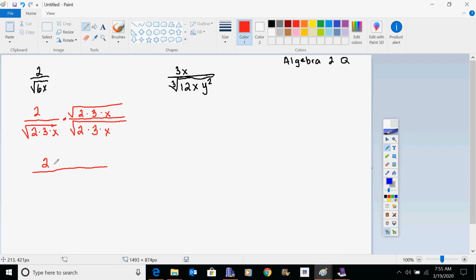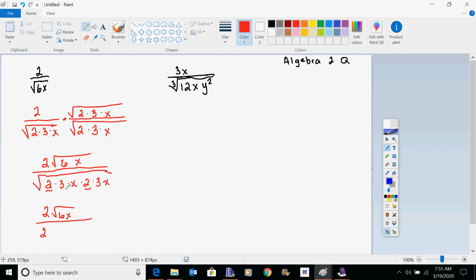So here I have 2 times the square root. I'm going to go ahead and simplify this to 6x. The denominator, though, I'm not simplifying because I want you to see what happens here. Here's a 2 and a 3 and an x and another 2 and another 3 and another x. If you're looking for pairs, I have a pair of 2's, so the 2 can come out. The numerator still has 2 square root of 6x.